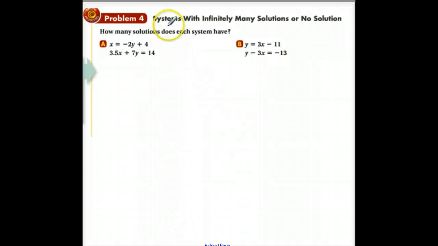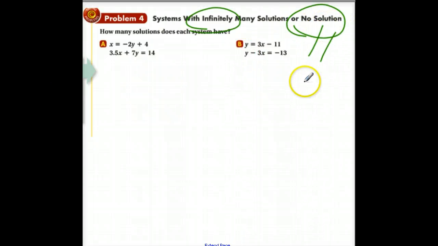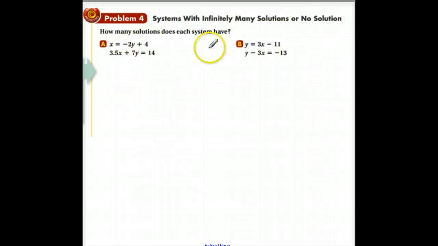All right. Now we talked about how some systems have infinitely many solutions, or they can have no solution, meaning the lines do not intersect at all. If they have infinitely many, the two equations are the same line. So I'm going to show you what this is going to look like when you're using the substitution method. It's really easy when graphing, but what about substitution? All right, here we go.